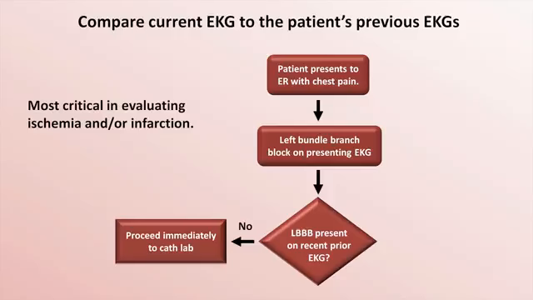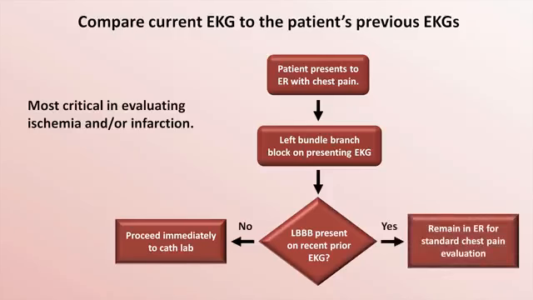If, however, the left bundle branch block was present on a prior EKG, the patient remains in the ER for the standard chest pain evaluation, which will usually consist of an admission to the medical service to have serial EKGs and cardiac enzymes checked, with or without an evaluation of alternative diagnoses such as pulmonary embolism.